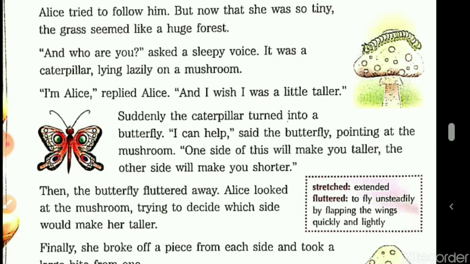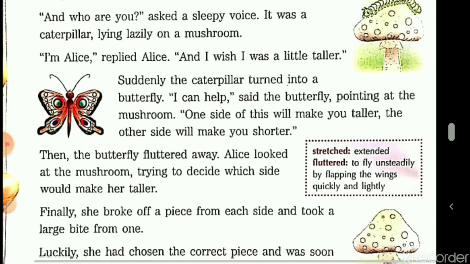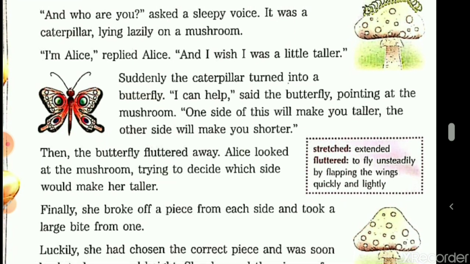And the seventh word is stretched. And the sentence on stretched is: She woke up and stretched lazily.